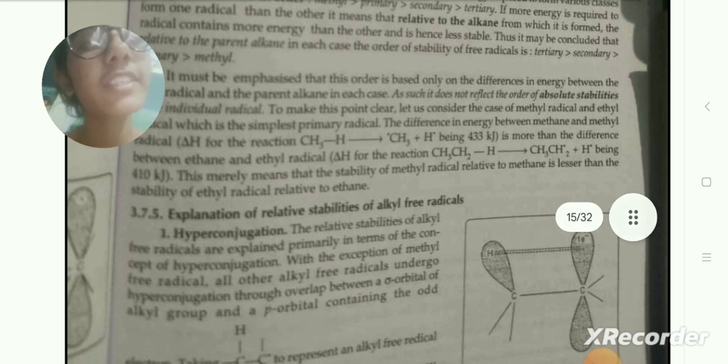To make the point clear, let us consider the case of methyl and ethyl radicals. The difference in energy between methane and the methyl radical is the delta H for the reaction CH4 after reaction gives CH3 free radical plus H free radical, being 433 kilojoules. It is more than the difference between ethane and the ethyl radical. The delta H of the reaction CH3CH3 after reaction gives CH3CH2 free radical plus H free radical is 410 kilojoules. This merely means that the stability of the methyl radical relative to methane is less than the stability of the ethyl radical relative to ethane.